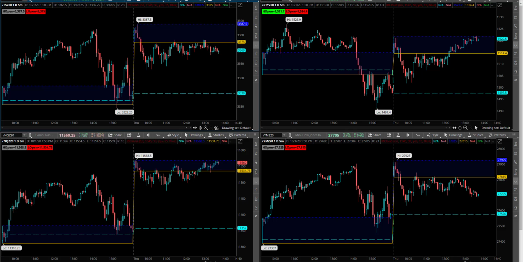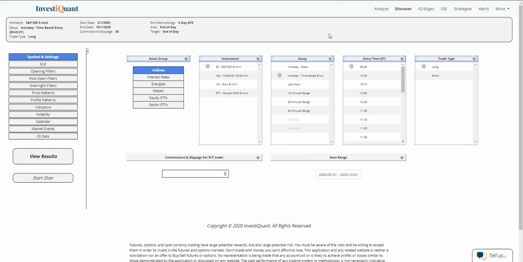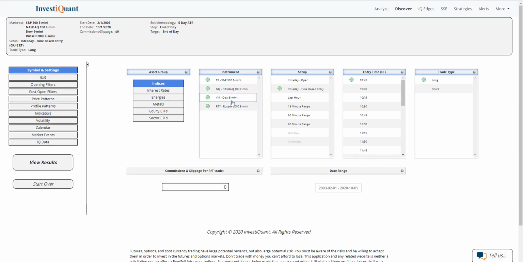So what I want to do this afternoon is take a look at what has happened historically as we head into the close, when it is the first trading day of the quarter and you are positive on the session. So let me set that up in Discover. I'm going to select all four instruments. We're going to use an intraday time-based entry, which will get long just for the last hour of trading. So I'm just going to scroll down here to the bottom and select 3:15 p.m. Eastern Time. It'll exit at the close, which is 4:15 p.m. Eastern Time. So this is just a long position for 1 hour into the close.